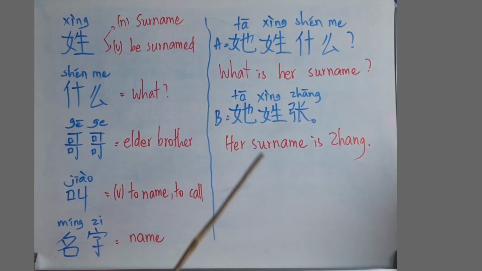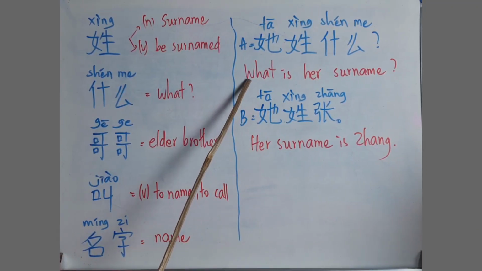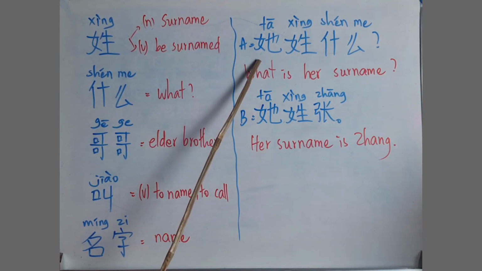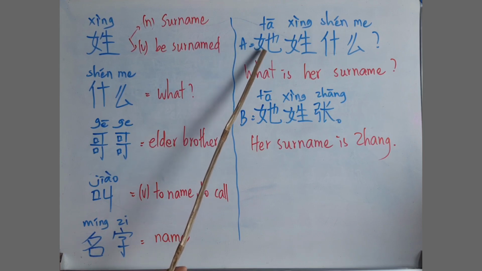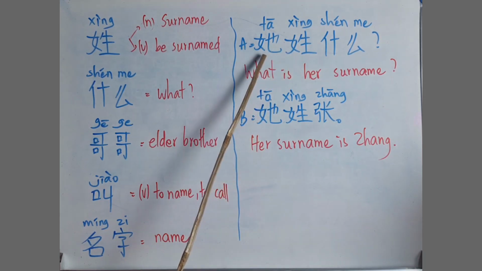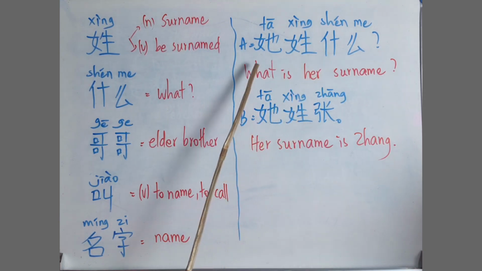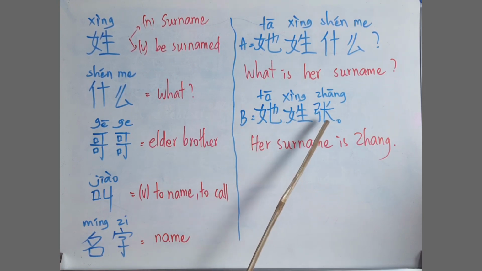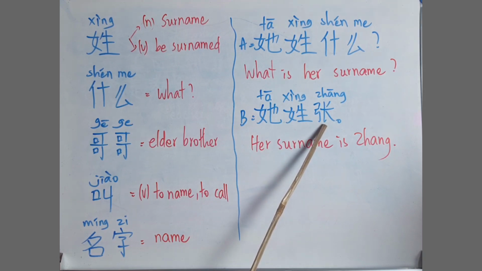When we want to ask what her surname is, the sentence is really similar to the one we have just learned. We just change the word 你 to the word 她. 她 means she, and when we add the word 姓, it means her surname. 她姓什么? What is her surname? 她姓张. Zhang is a surname of a person.